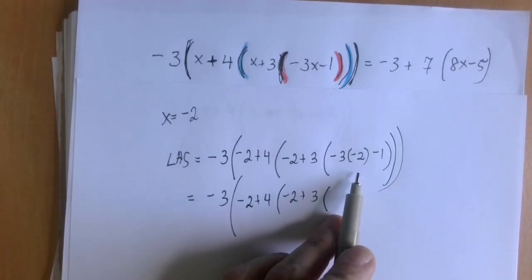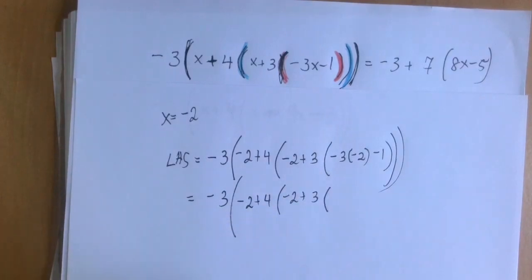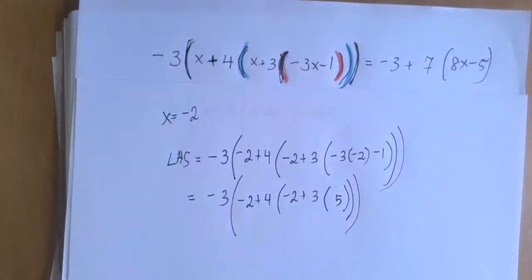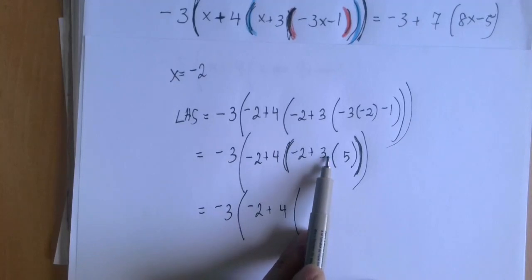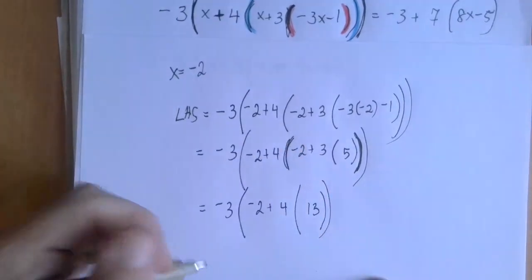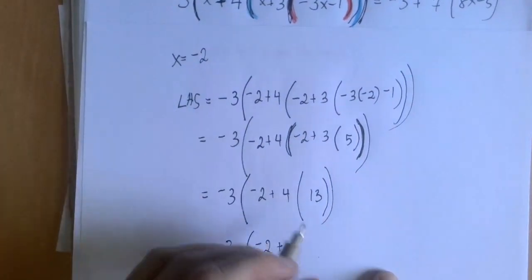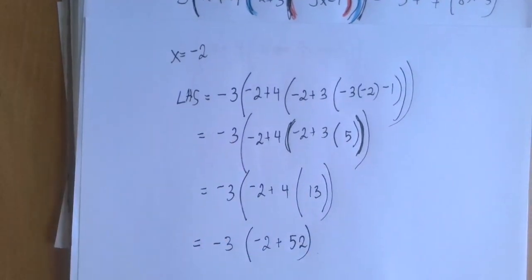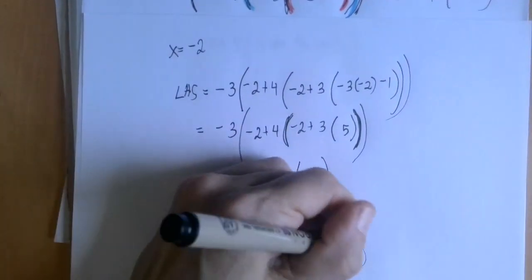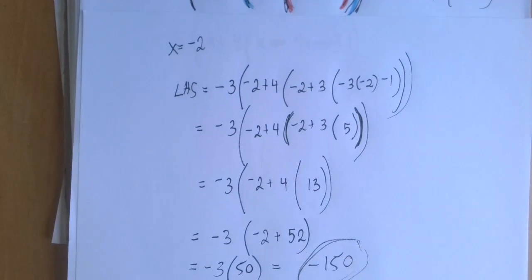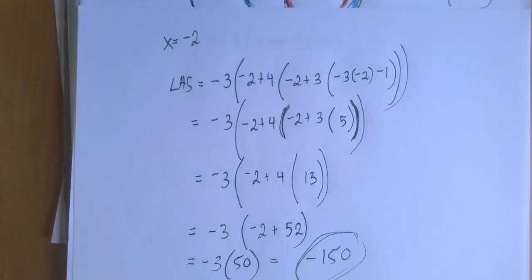So negative 3 times negative 2 is plus 6, minus 1 is just plus 5. So first we do this multiplication, that's 15, plus negative 2 is 13. 4 times 13 is 52. So we have negative 3 times 50. So if x is negative 2, the left-hand side is negative 150.